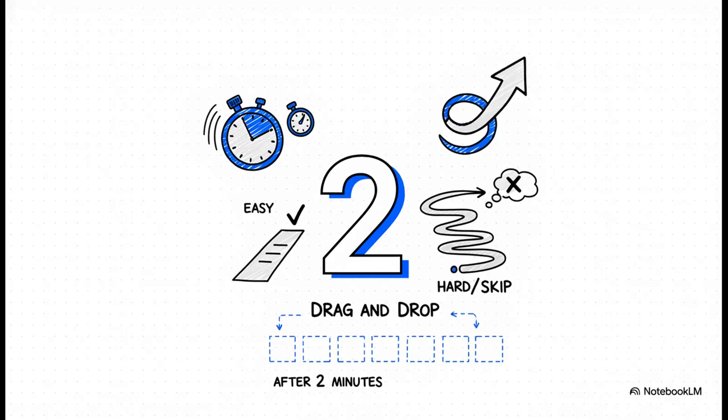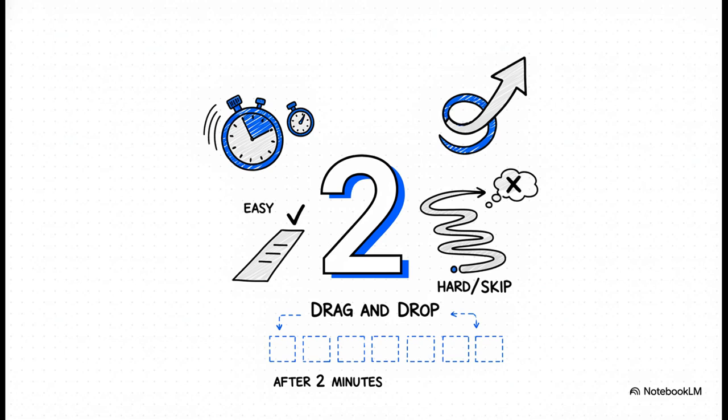Which brings us to an absolute unbreakable law, the 2-minute rule. Never, ever spend more than 2 minutes on a single drag and drop question. Remember our scoring strategy from earlier? The minimum score is 0. There is absolutely no penalty for guessing. My advice? Solve the easy blanks first. That shrinks your options down and builds some incredible momentum.